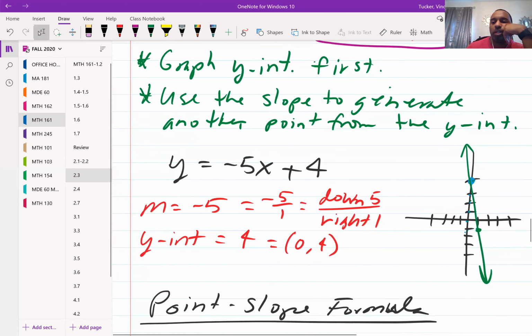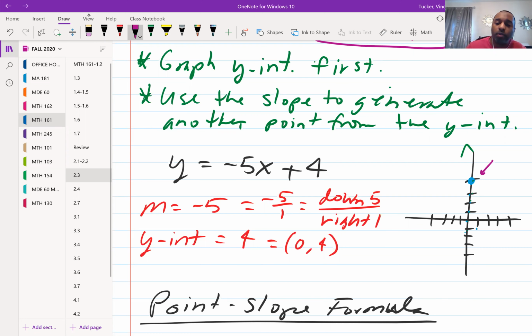All right, so let's do it one more time. We have y equal to -5x plus 4. Your slope is -5. Your y-intercept is 4. As a fraction, that -5 is -5 over 1, so that's a -5 over a +1. So you go down 5, right 1, and our y-intercept is 4.